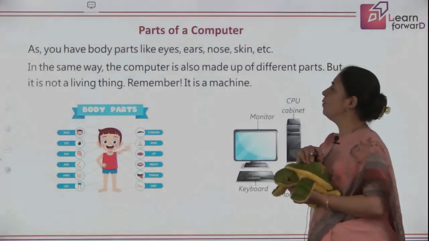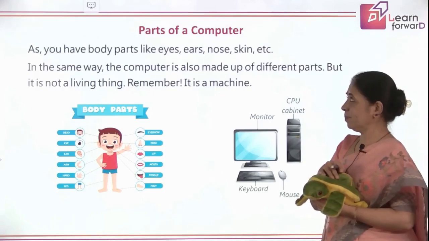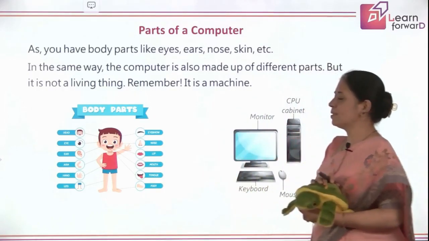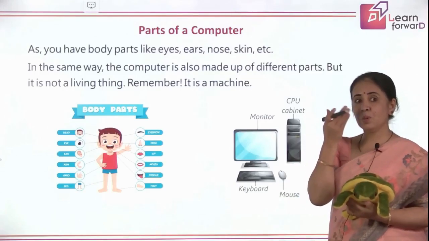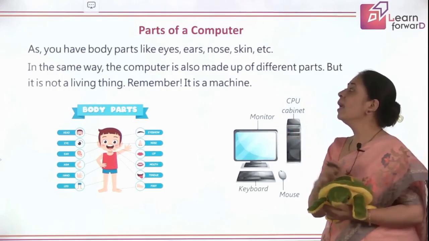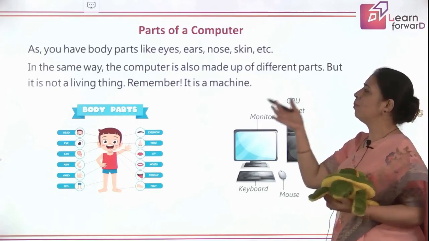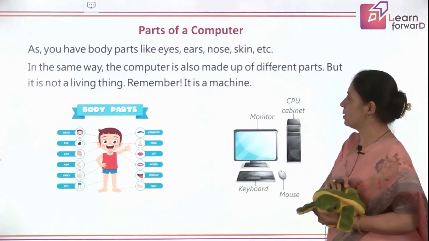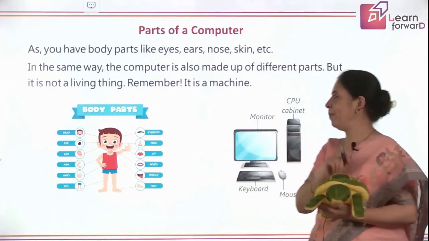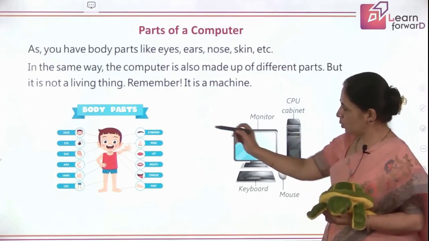So children, we learn about parts of a computer today. As we all have our body parts like eyes, nose, ears, skin, so many body parts, in the same way, a computer is also made up of so many different parts. But they are not living things, remember. It is a machine. So, could you see here?